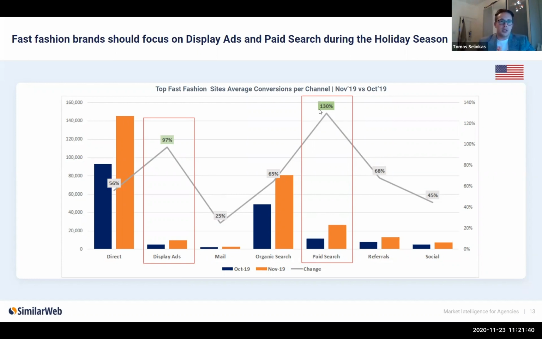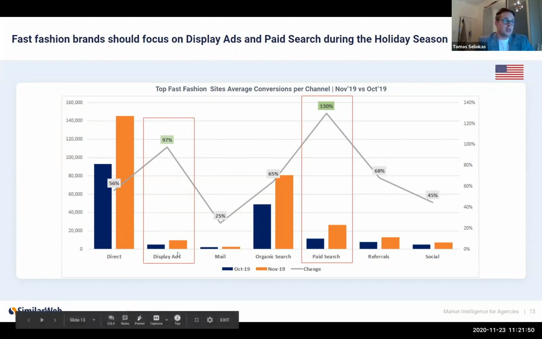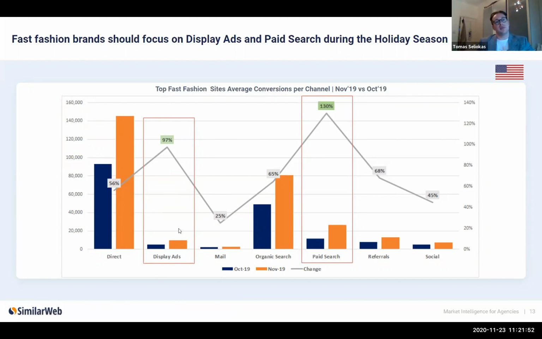So we have a question from our Q&A. Where does paid social fall in this chart? So paid social, as in paid display ads from social, comes to here. So if you're doing display advertisement on Facebook, you can actually see it here.